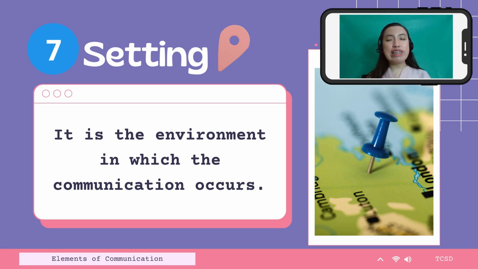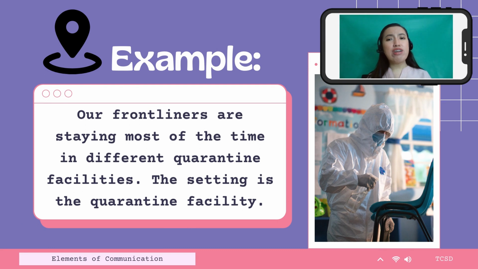It is the place or the location in which the communication takes place. For example, our frontliners are staying in the COVID-19 quarantine facilities with the patients. The quarantine facility is an example of a setting. The places where our heroes of COVID-19 are staying are examples of setting.